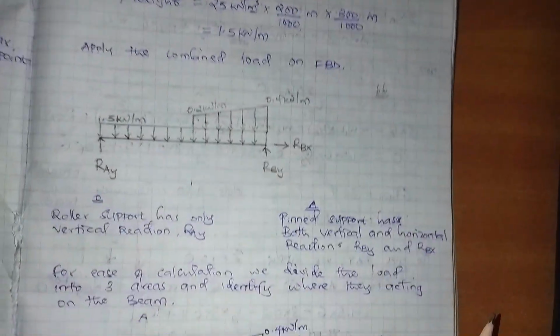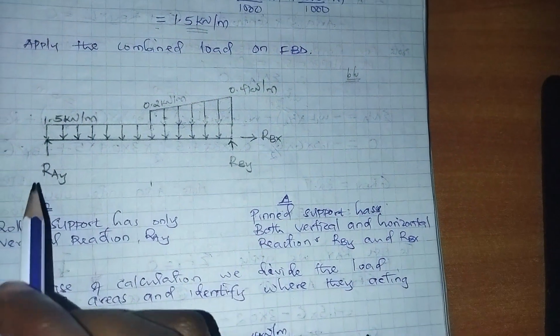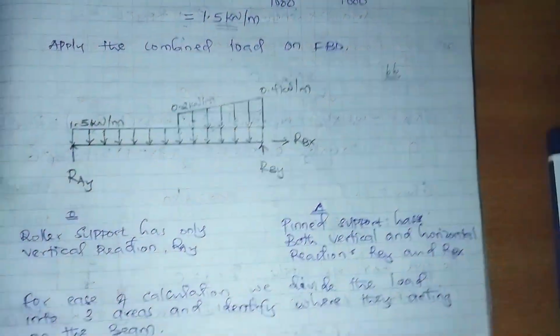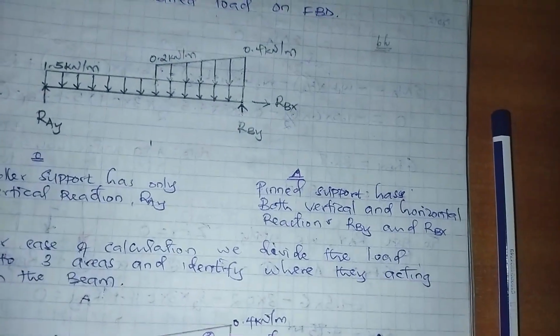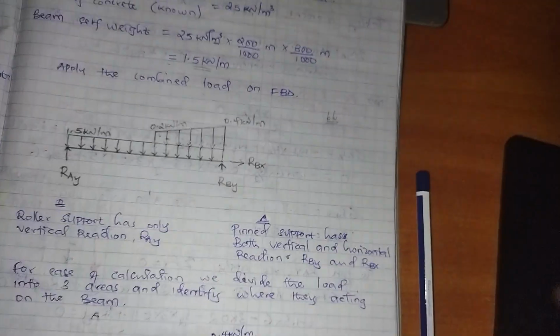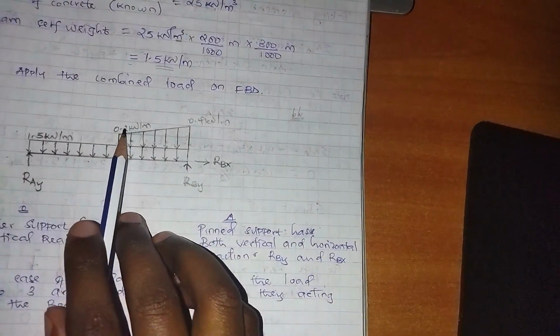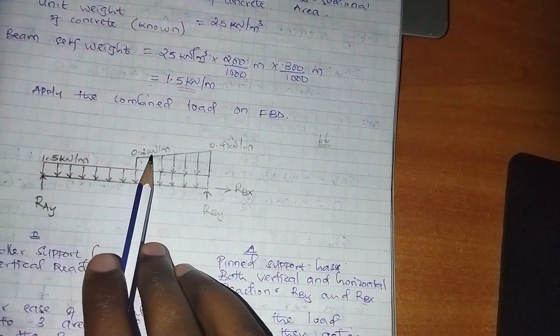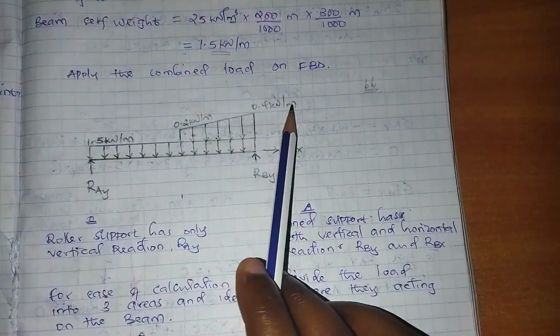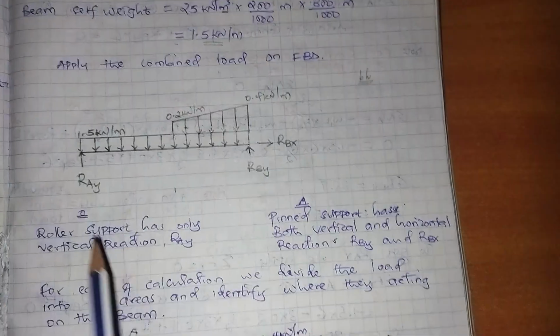So what does the FBD require us to do? We need to show the support reactions and the load that is being carried by our beam. This one we are given as 200 newtons per meter, so I converted it to kilonewtons so that it can match with the beam self weight in kilonewtons. So we are working with kilonewtons.